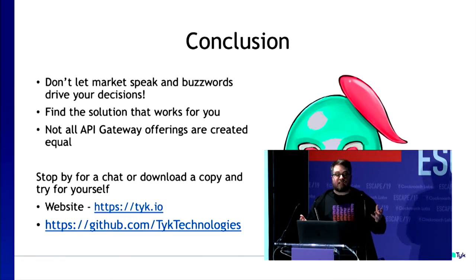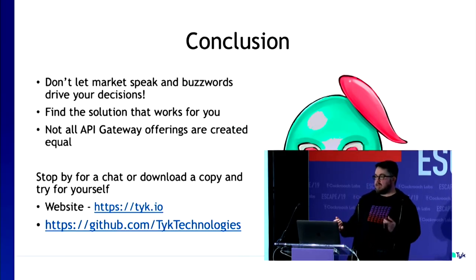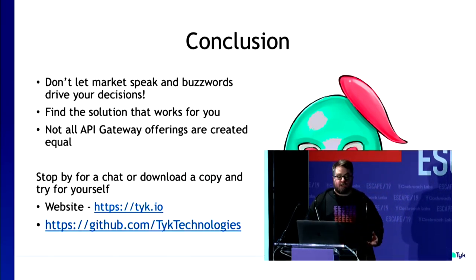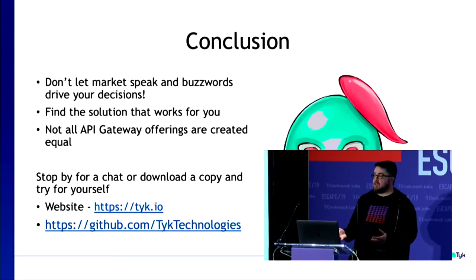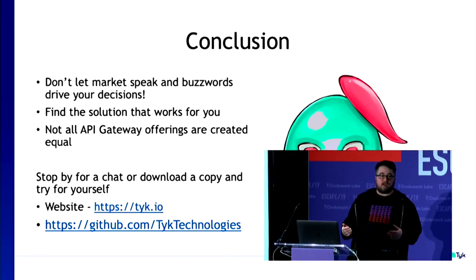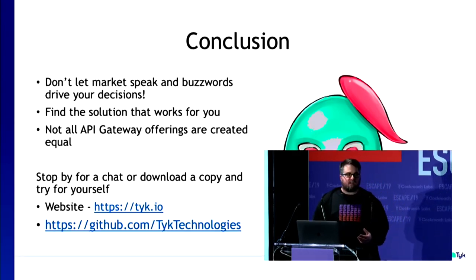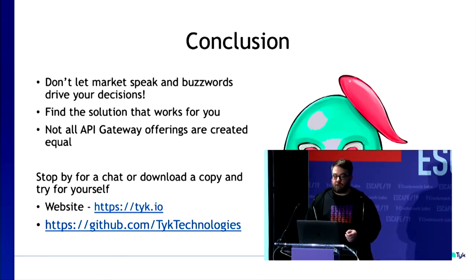So again, the message. Don't listen to market speak. Don't listen to buzzwords. Get a POC, look at the products, and try them out. Find the solution that fits in your ecosystem. And remember, when you're looking at all the API gateway companies, if you're looking for an API gateway and management, look at all of the options, because what they may pitch you may not be exactly what is there on the surface, and you may be lulled into a false sense of security when you're purchasing their product.